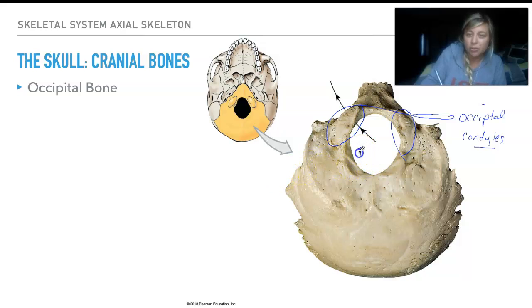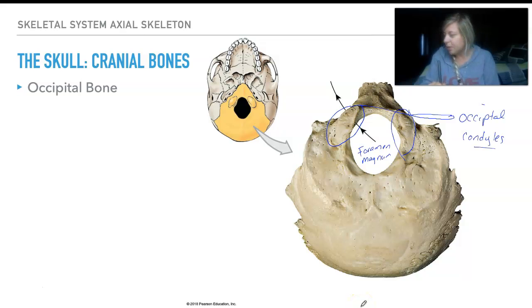This large hole is a foramen. And so foramen is a large hole, and this is the big one, so it's foramen magnum. So that is the hole that the spinal cord would exit the brain through.